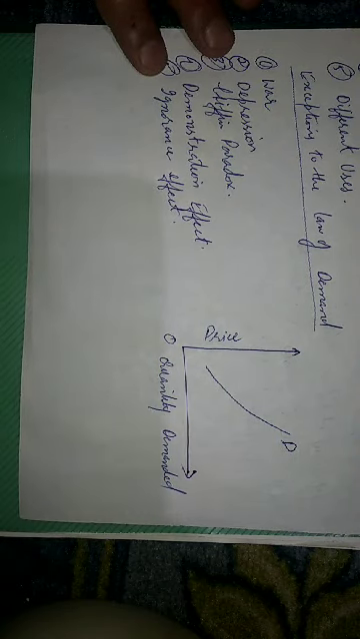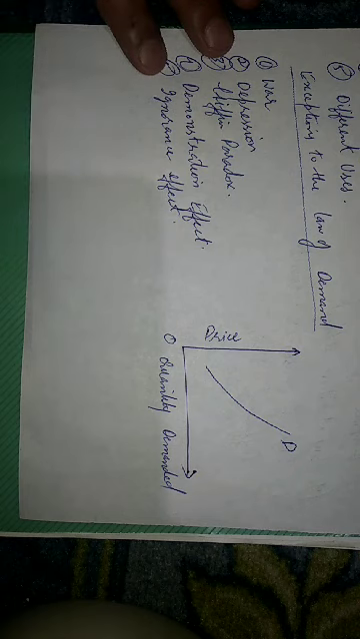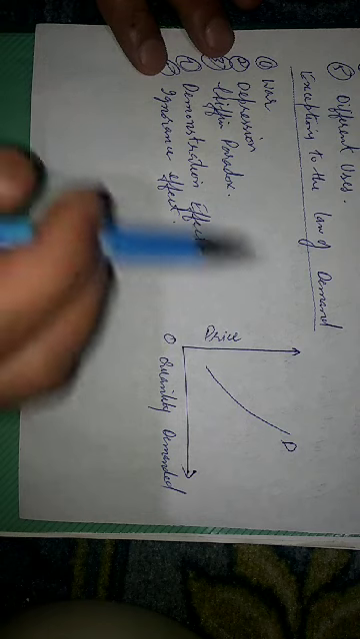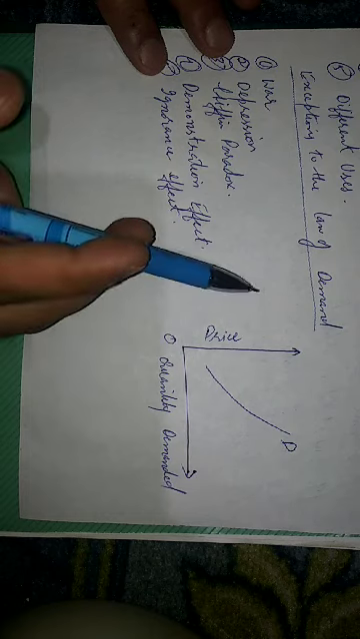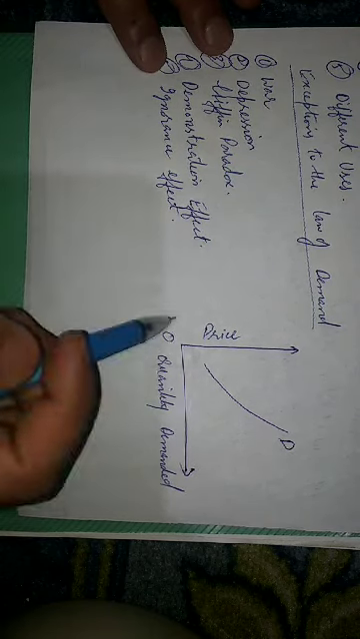Under certain circumstances, consumers buy more when the price of the commodity rises, and less when the price falls, as shown by the D in this demand curve.